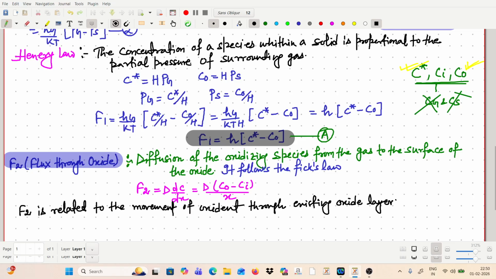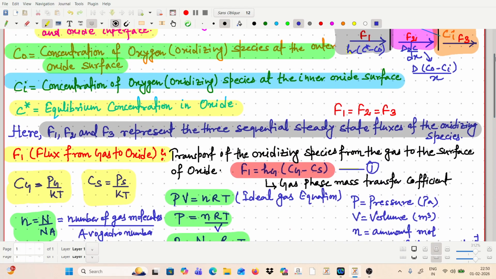Okay, so basically diffusion occurs in the oxide layer, and diffusion is proportional to the concentration gradient. This is equation number B, and this equation is also important. So F2 is this. Now the last one is our flux F3.